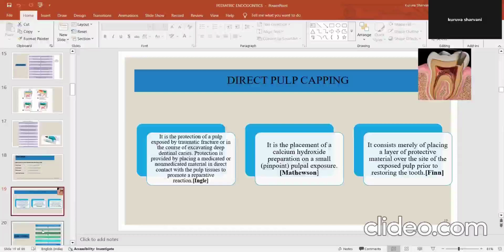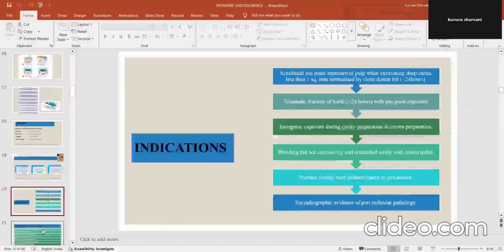Coming to the procedure, as we have already said, this accidental or sudden pinpoint exposure of pulp, that is less than 2 mm, or sometimes during the fracture of anteriors, pinpoint exposure will be seen. In such conditions, direct pulp capping will be done. That is, during the preparation of the cavity, followed by placement of a suitable medicament, then recall the patient.